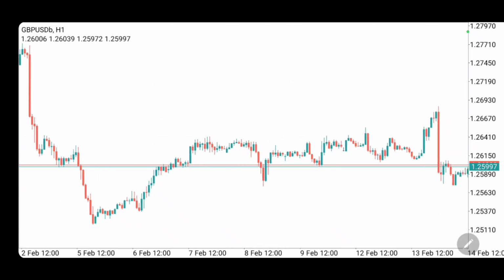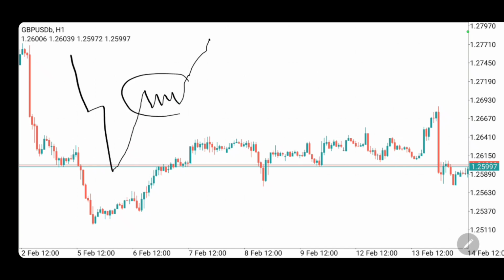What do I mean? Let me actually show you an example. You might have a demand zone like this. This looks like a drop base rally demand zone, and this is a rally base rally demand zone.